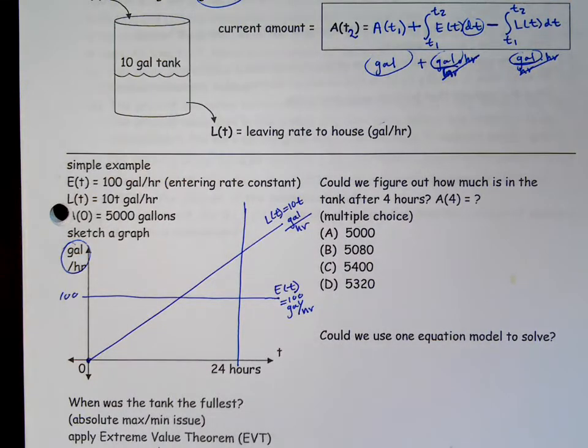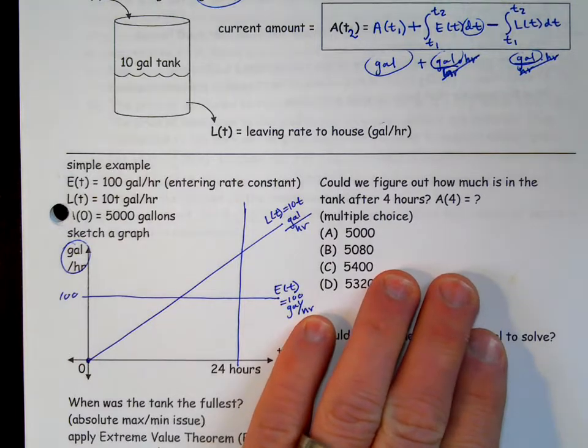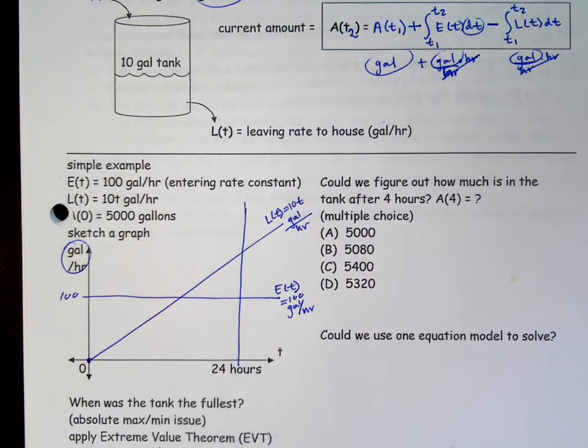So those are going to be something that we're going to use later. Those are going to be endpoints. Probably going to have to do extreme value theorem. Is pretty common on these rate model problems. Now, just going over here, could we figure out how much is in the tank after 4 hours? Now, I'm making this multiple choice, but let's think about maybe try and use the graph.